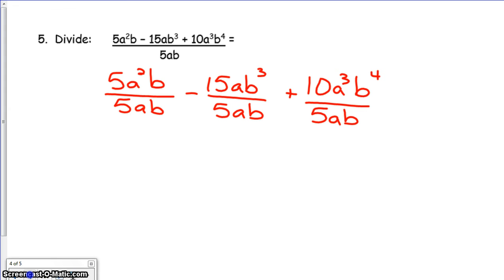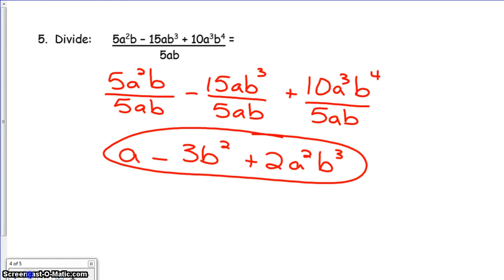Simplify the first one. Again, we subtract our exponents, so we're left with an a. Go on to the next division. We get 3b squared when we subtract our exponents. And then lastly, plus 2a squared b cubed. Remember, dividing is subtracting.